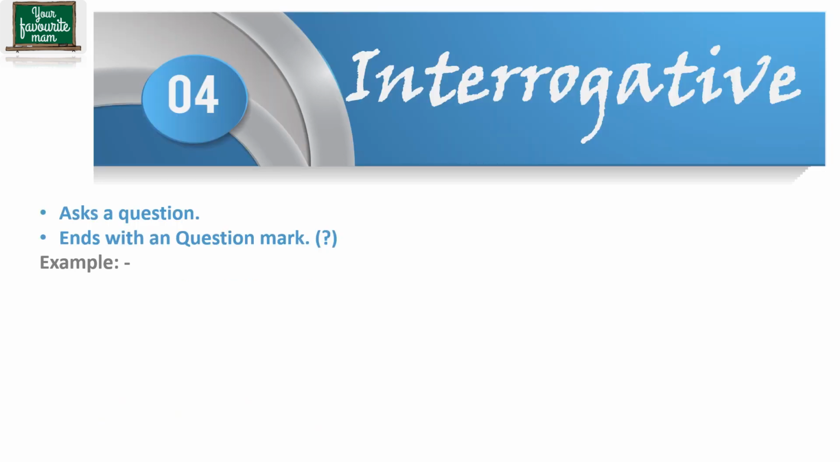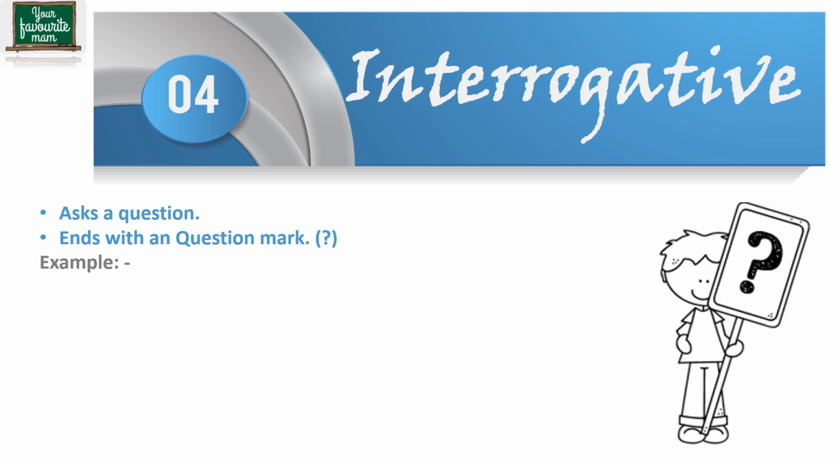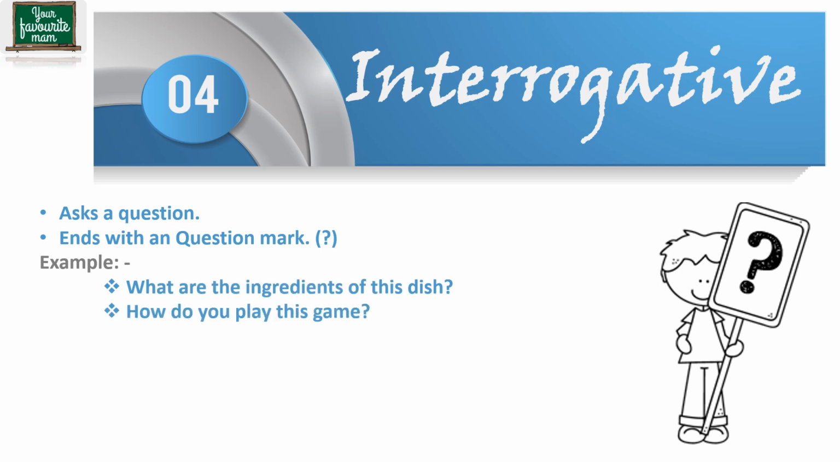Interrogative sentences interrogate, or basically ask questions. These are direct questions and they are punctuated with a question mark at the end. For example, what are the ingredients of this dish? How do you play this game?